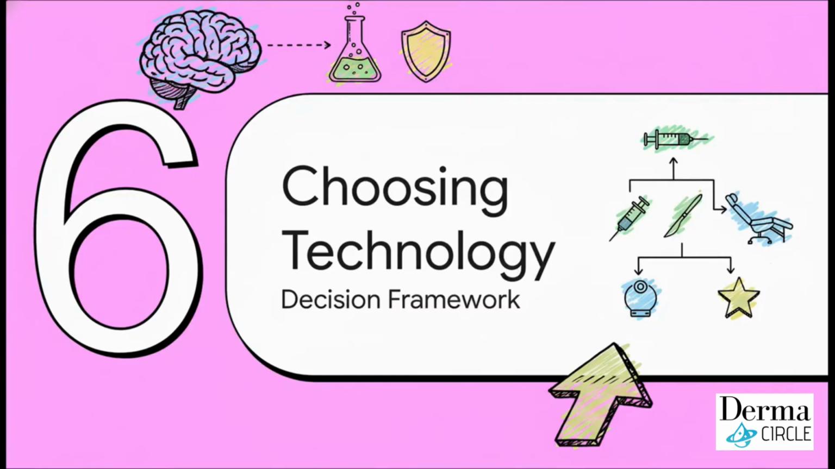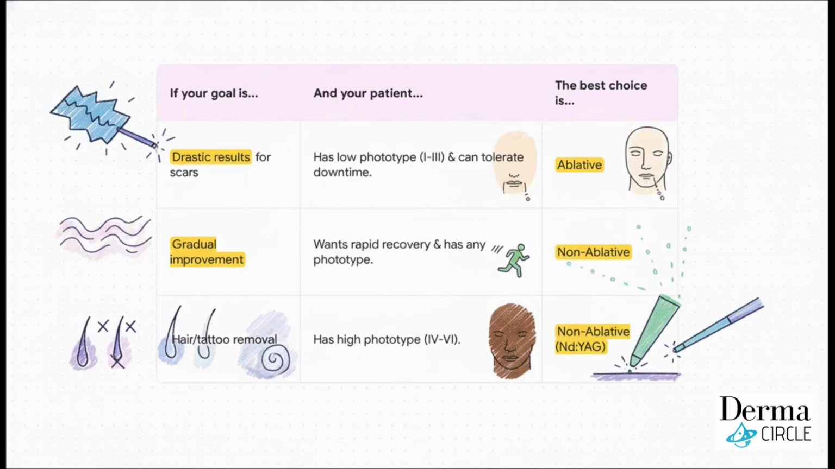Okay, so we've covered the science, the applications, and the safety. Let's pull all of this together now into a really straightforward decision-making framework you can literally use in your clinic tomorrow. This table pretty much boils it all down into 3 common scenarios. 1. Your patient wants those big, dramatic results for deep wrinkles or scars. They have fair skin, and they can handle the downtime. Boom, ablative is your go-to.